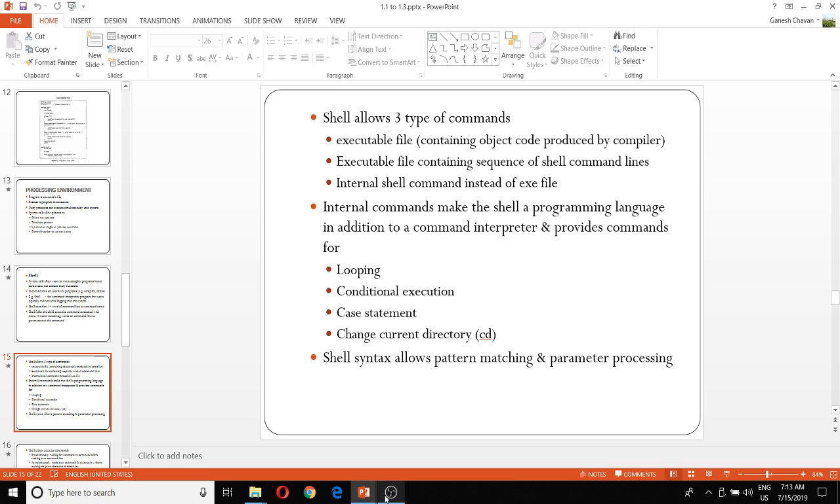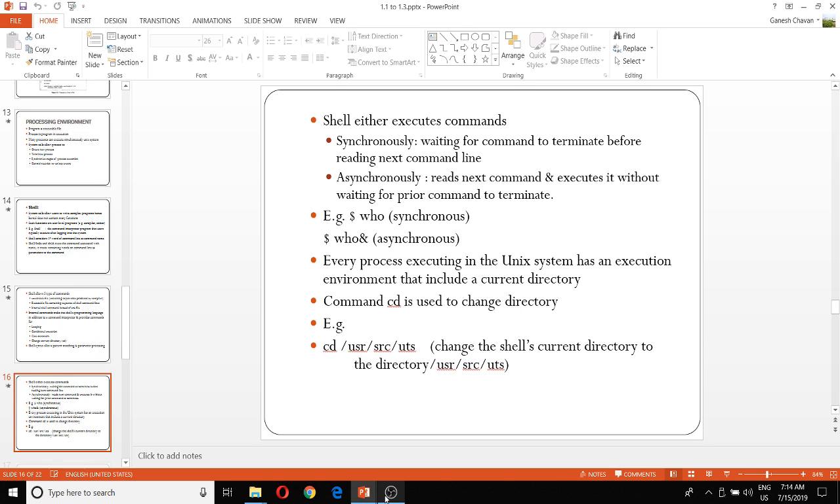The shell allows three types of commands: executable files, executable files containing a sequence of shell command lines, and internal shell commands instead of exec files. Internal commands make the shell a programming language in addition to a command interpreter, and provide commands for looping, conditional execution, case statements, and changing the current directory. So this is a great value addition to the activities of the shell. It can behave as a programming language.